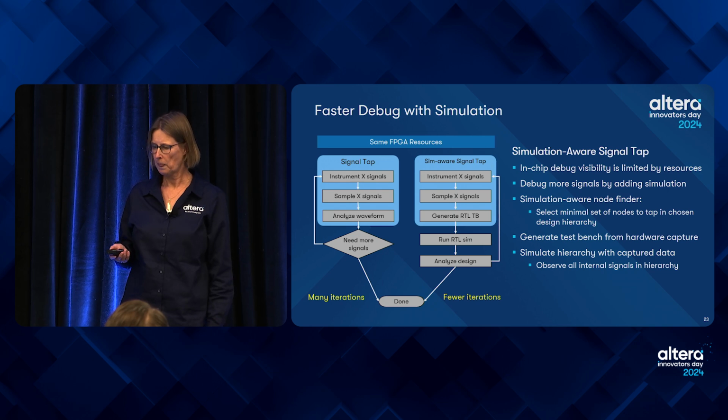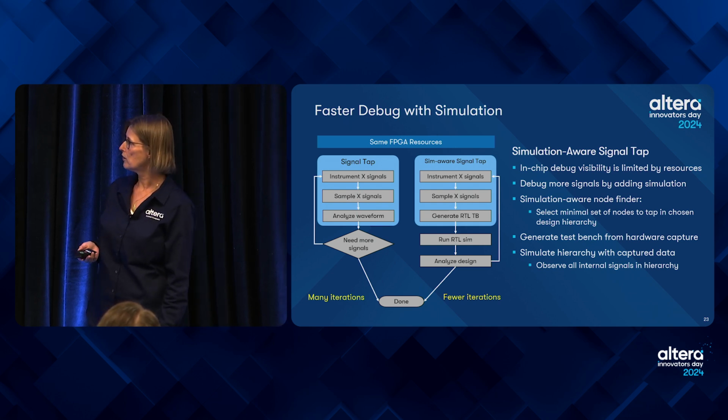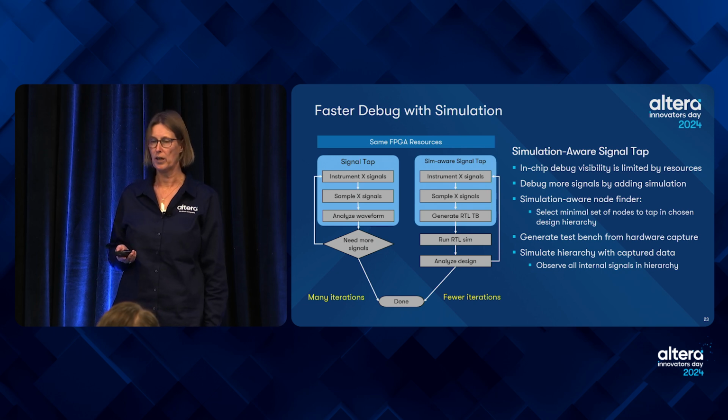Then you run your full compile and you run the design on the board and you capture these signals. And then in SignalTap, you can generate the RTL test bench with these captured signals, and it also generates all the scripts that you need. And now you can run RTL simulation with this test bench and actually get the full visibility of all the nodes in your RTL from simulation. And so this requires fewer iterations to actually get the visibility that you need.